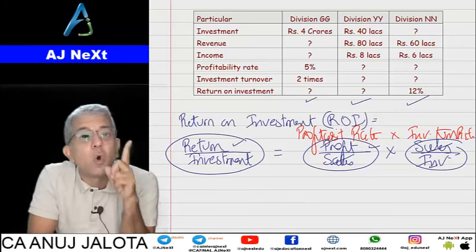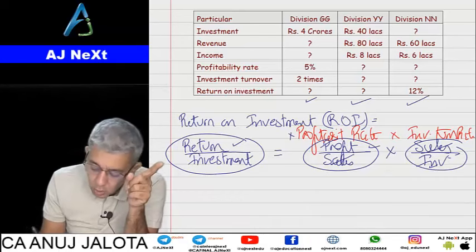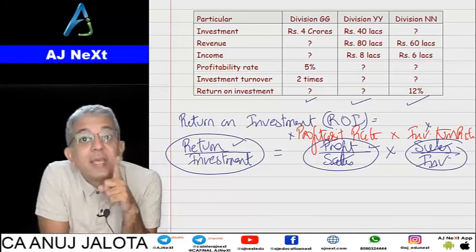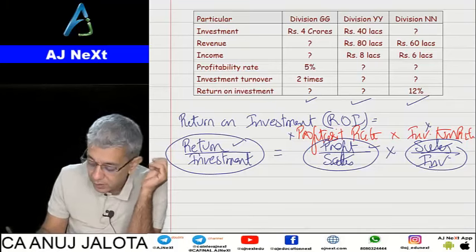Although currently all the divisions are evaluated not based upon the profitability rate, not based upon the investment turnover rate. They are evaluated based upon what? They are evaluated based upon ROI only. Okay, let's read further.